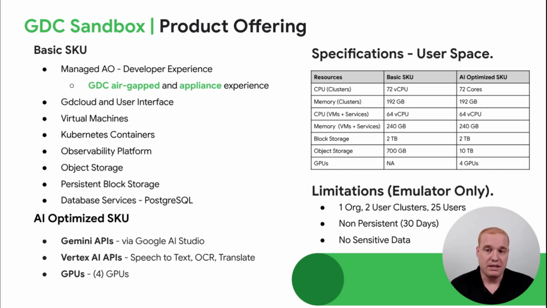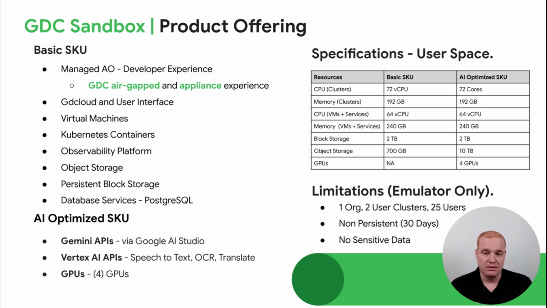The product offering includes a basic and an AI optimized SKU depending on your preference. The basic SKU provides the developer experience of Google Distributed Cloud in our air-gapped and appliance offerings. It includes the command line interface, the user interface, as well as the APIs. You also have all the core services of GDC air-gapped to include virtual machines, Kubernetes containers, observability, object and persistent block storage, and database servicing such as PostgreSQL.